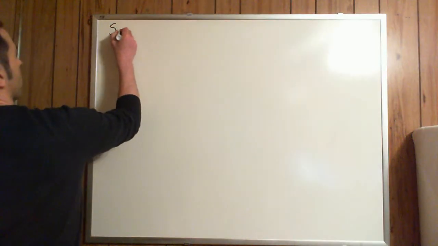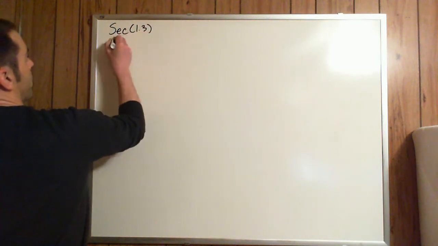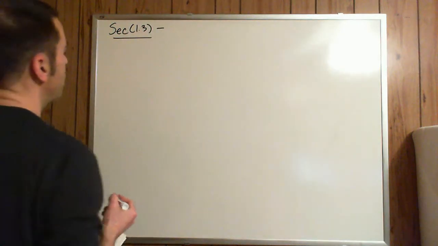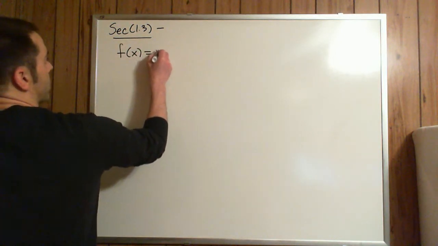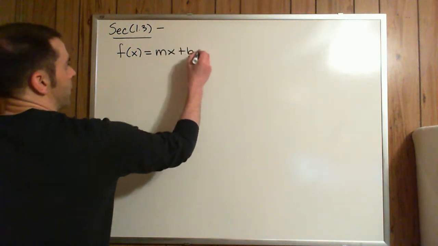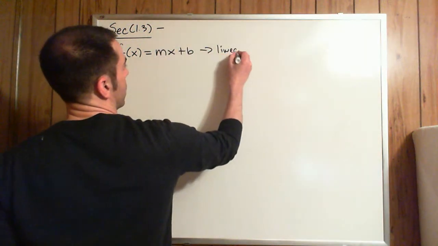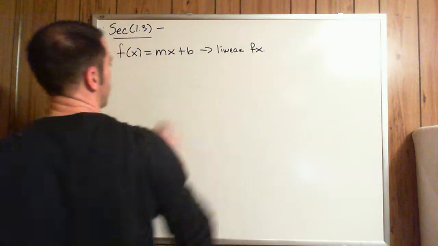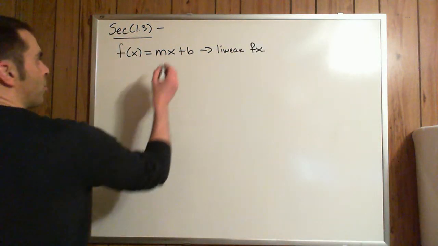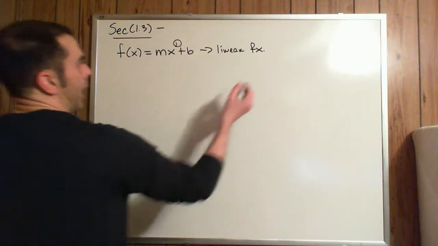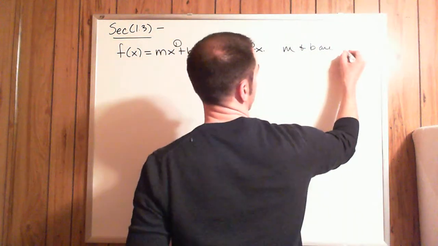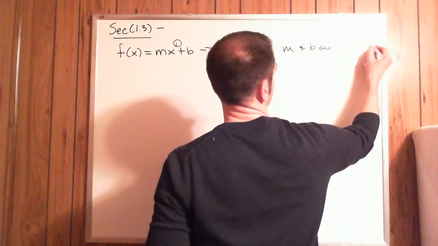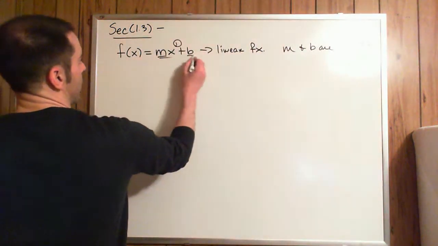Okay, so these are the notes on section 1.3. And it starts out with the definition of a linear function, that f at x equals mx plus b. And this is a form of a linear function. Notice that the highest exponent on x is a 1, and m and b are real numbers. They're just constants, m and b.